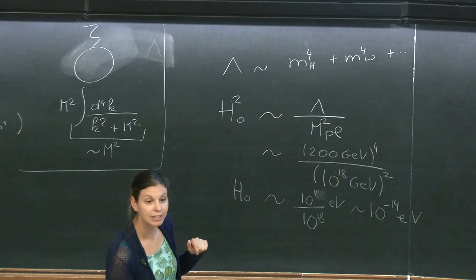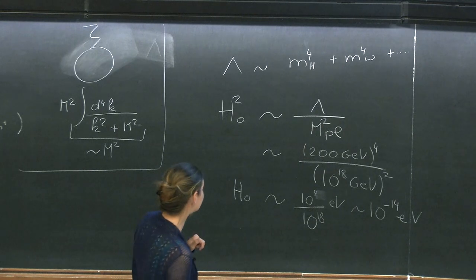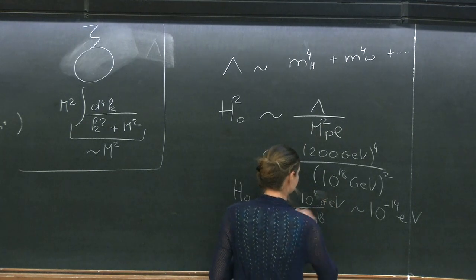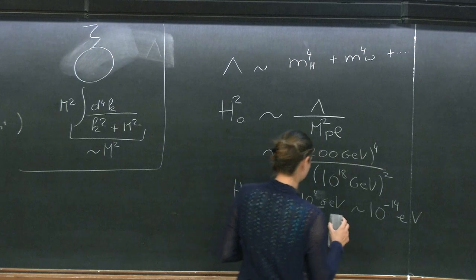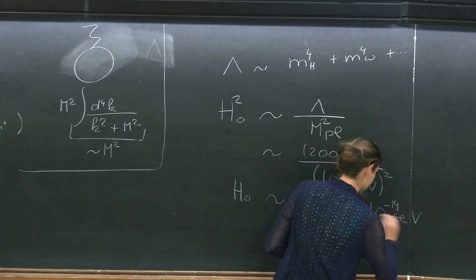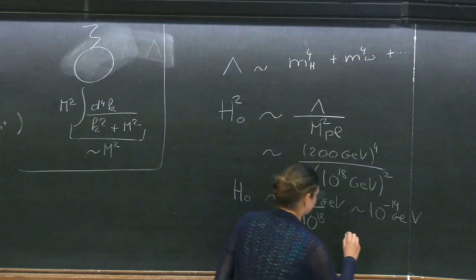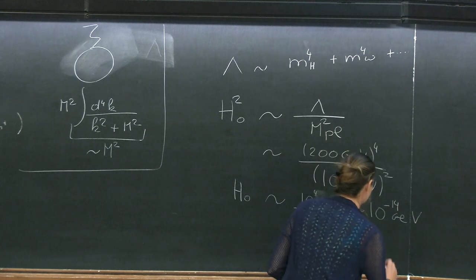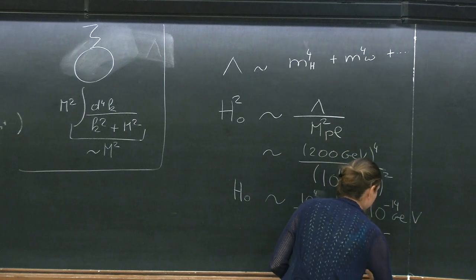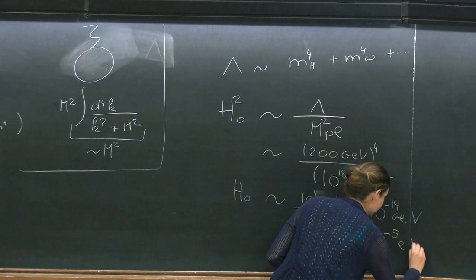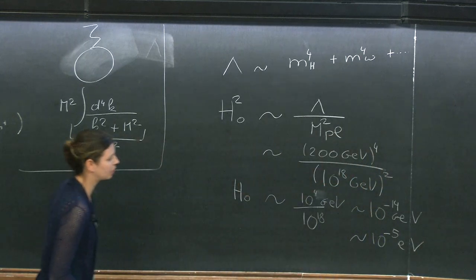Ten to the minus 10? The units should be what? GeV, thank you. Yes, that's right, exactly. The units should be GeV, so that's giga electron volt. And that is 10 to the minus 5 electron volt. Thank you. That's more like it.